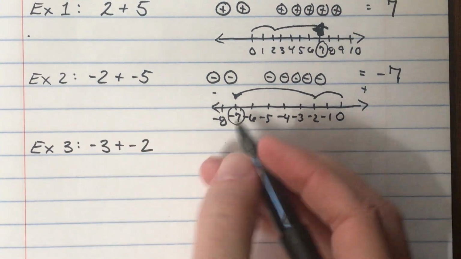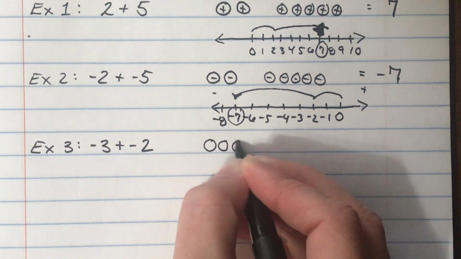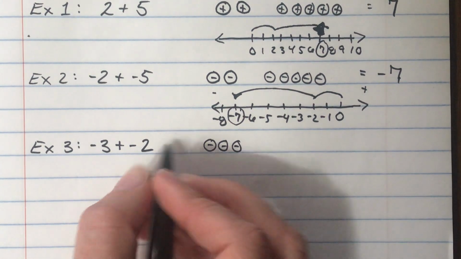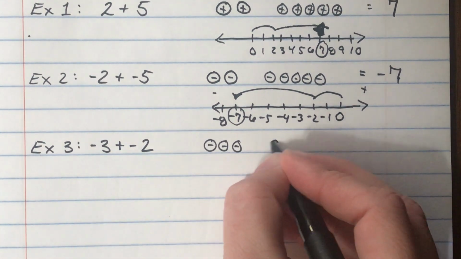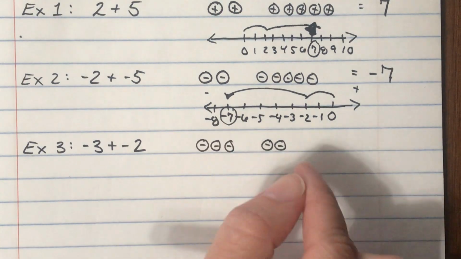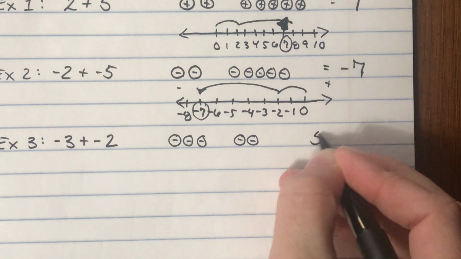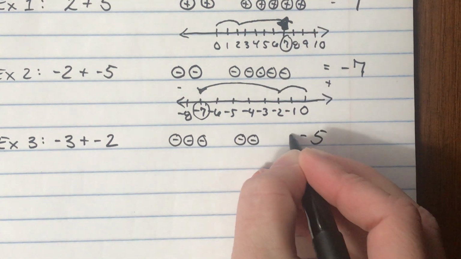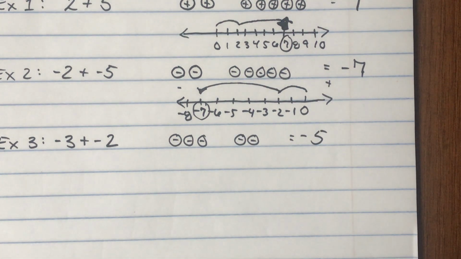So I'm going to model the first number first. This is 3 negatives. So I'm going to draw 3 circles, with negatives in them. I'm going to model the next number, which is 2 negatives. And then I'm going to count them. 3 plus 2 is 5, but all of them are negative. So my final answer is going to be -5.